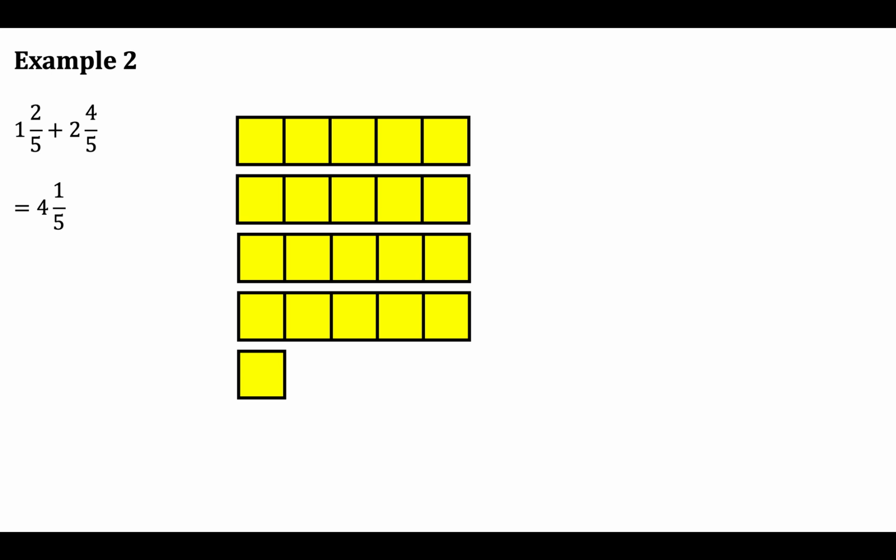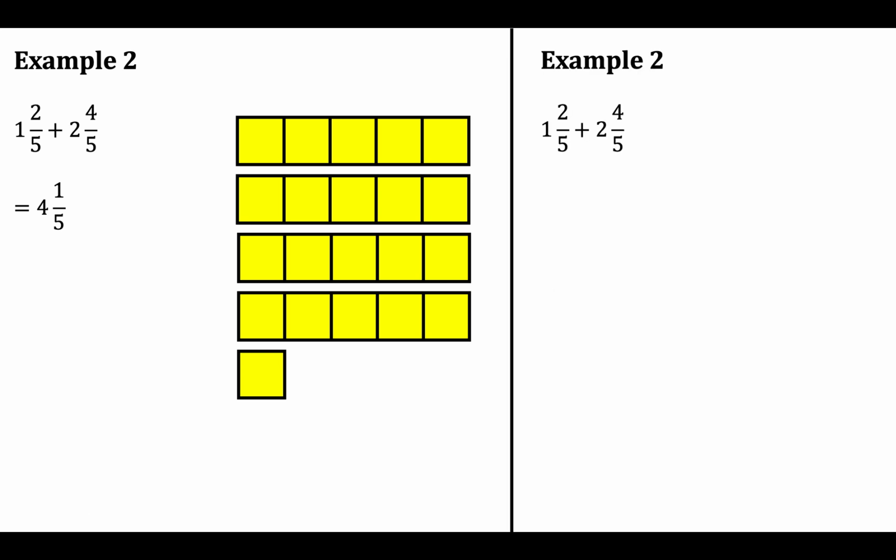And then when we put all of that together, you can see we've got 4 and 1 fifth. And again, if you were to add the two whole numbers together, we would get 3. If we were to add 2 fifths and 4 fifths, we would get 6 fifths, which is 1 and 1 fifth. And adding that to the existing 3 wholes, we then get 4 and 1 fifth as well. So there's a few ways of looking at this. Now we can also do it the same way as we did with example 1 and look at it using improper fractions. So that's the same as 7 fifths plus 14 fifths. And altogether we've got 21 fifths, or 4 and 1 fifth.